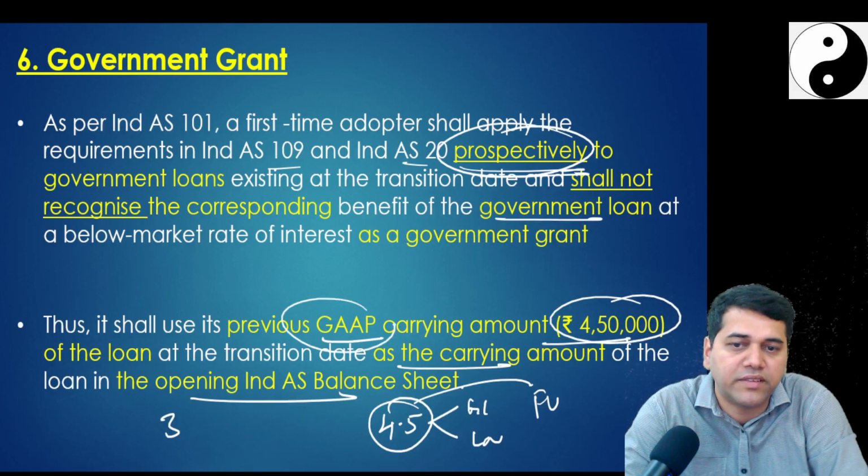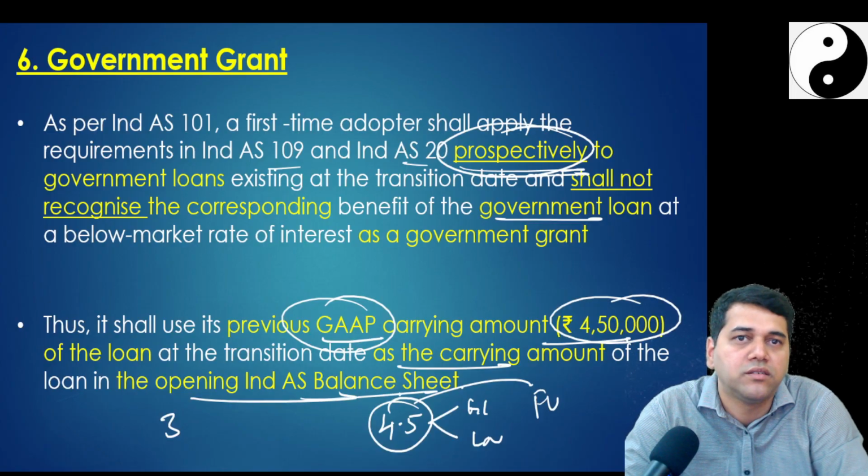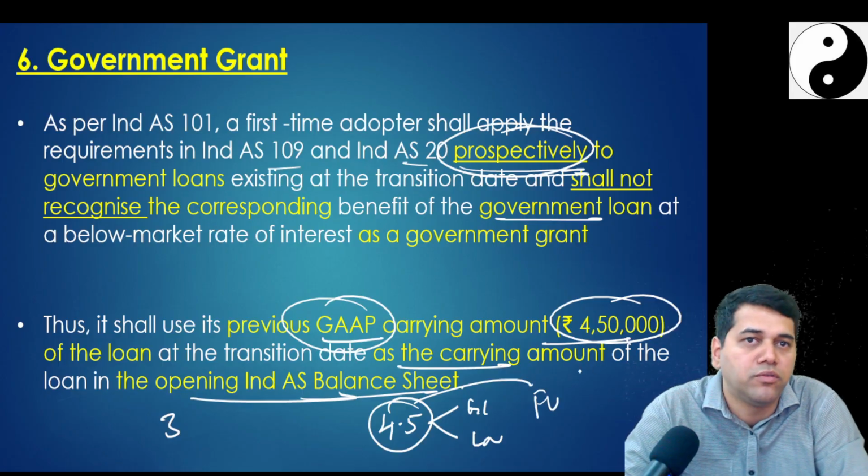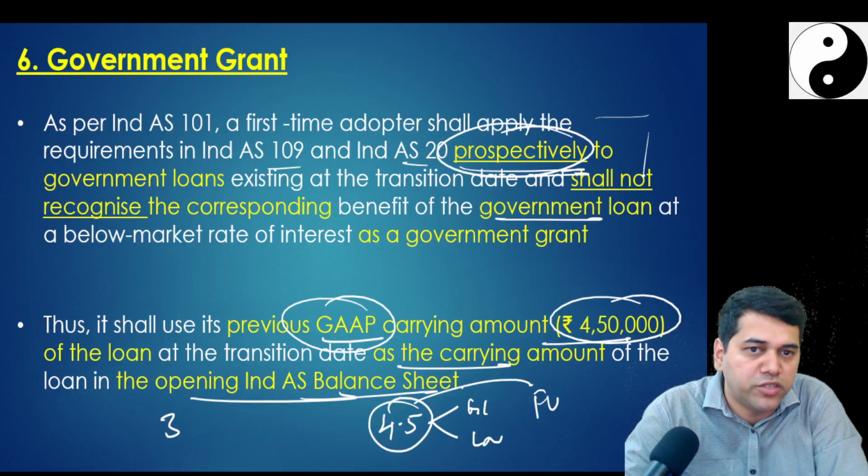Do you find this theory? Thus, it shall use the previous carrying amount of 450 as the carrying amount of the opening balance sheet. That means there is no split happening. You must be talking about this theory.